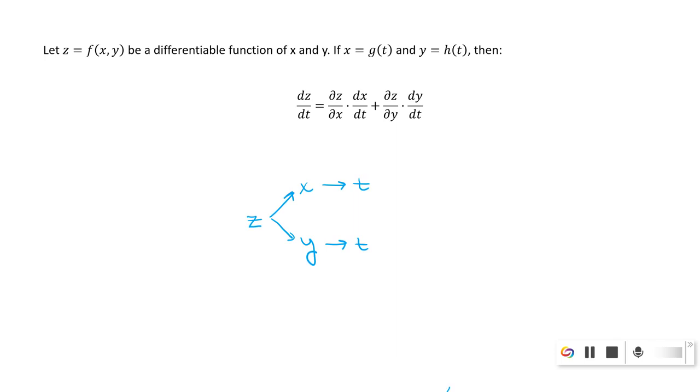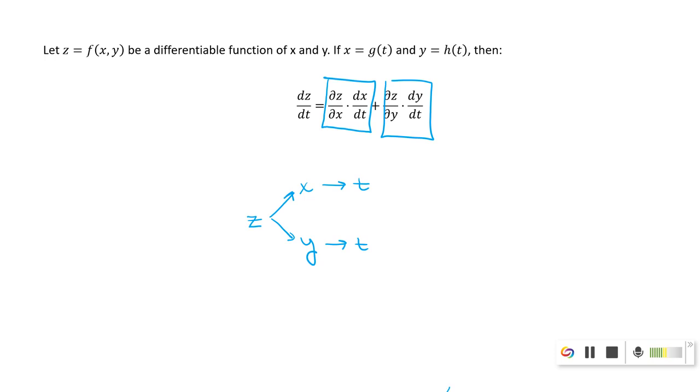One way of thinking about this chain rule is you can draw a tree diagram to describe what's happening with our functions. So z is a function of both x and y, and x and y are both functions of t. And then we have to have a term for each branch of this tree. So we have to take dz/dx times dx/dt, and then we need a separate term for the other branch, dz/dy times dy/dt.